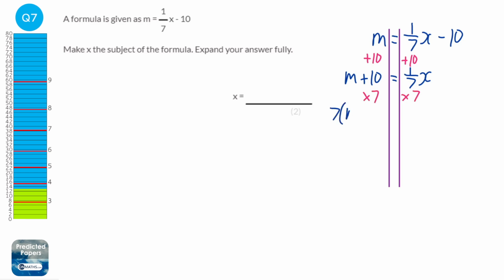So 7 brackets m plus 10 equals x. So x therefore would equal 7 brackets m plus 10, but it says expand your answer fully, so we just go expand the brackets. 7m plus 70.